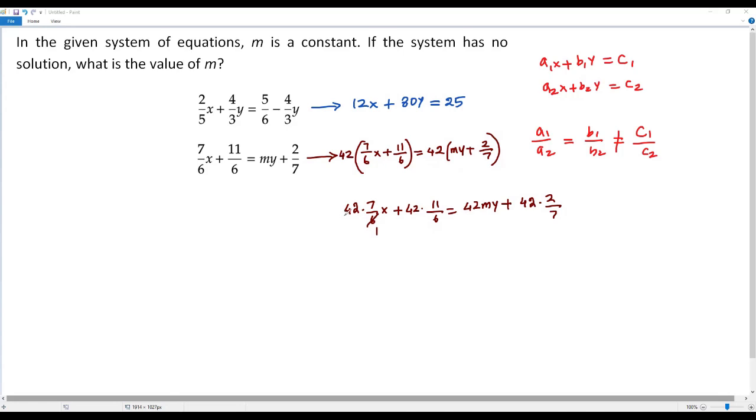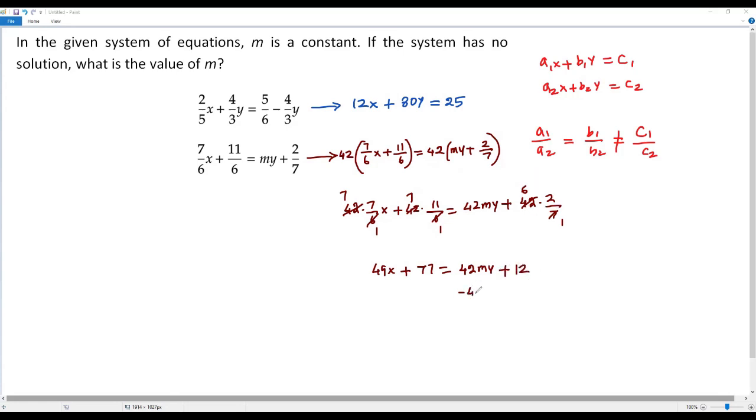Okay, here 6 goes into 6 one time and 6 goes into 42 7 times. And here 6 goes into 6 one time, 6 goes into 42 7 times. And 7 goes into 7 one time and 7 goes into 42 6 times. 7 times 7x is 49x and plus 7 times 11 is 77. 42my, plus 6 times 2 is 12.